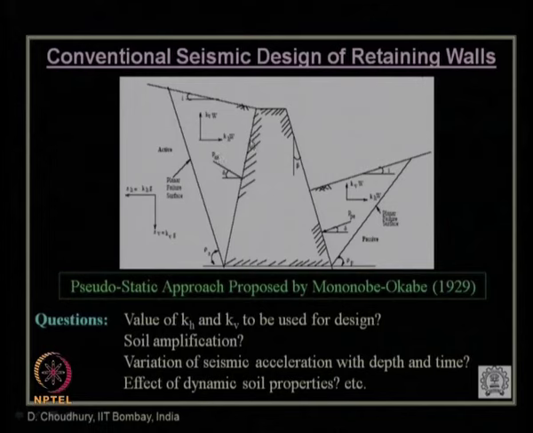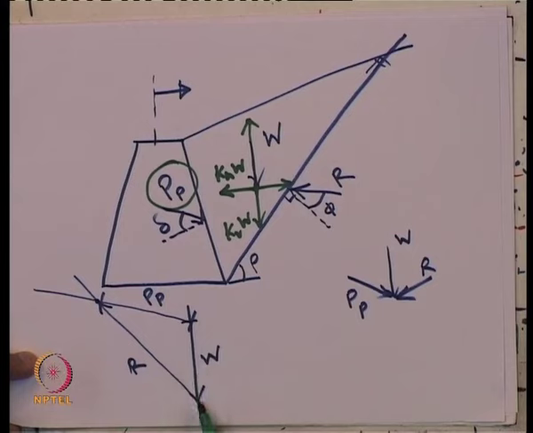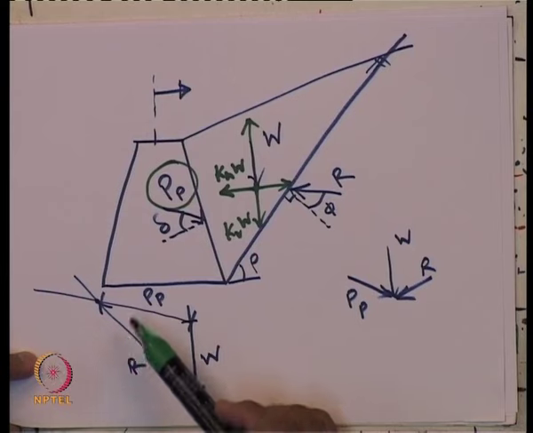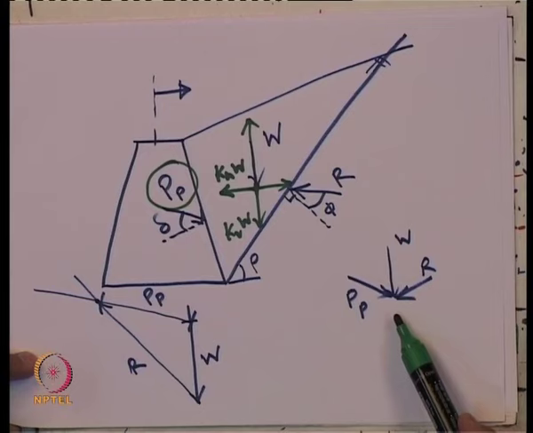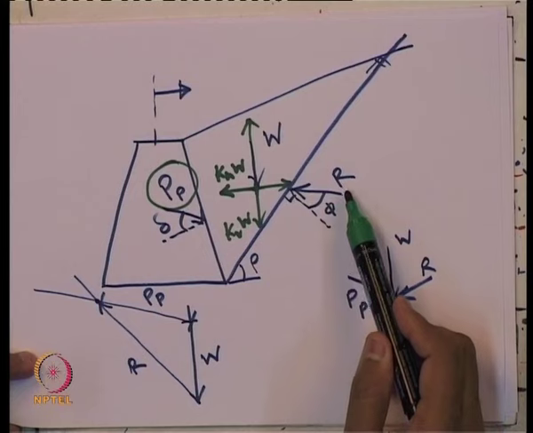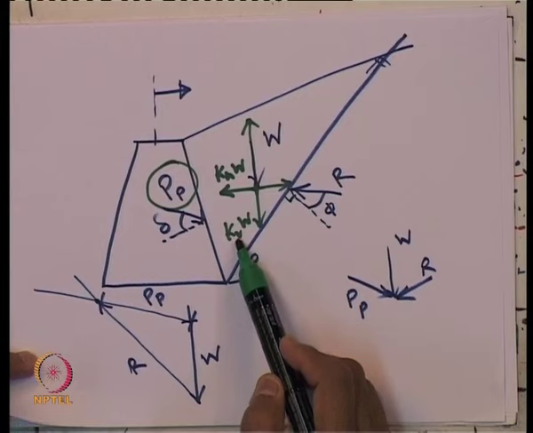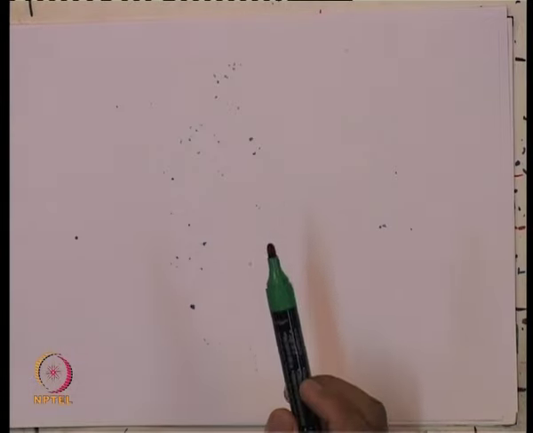Similarly, for the passive state, this is the Coulomb's passive earth pressure closed triangle or force polygon, where W is again known, and the directions of R and P P are known, but their magnitudes were not known. Using this force polygon, since all the forces are concurrent, we can get their magnitudes also. This is P P, the passive earth pressure, and this is the soil resistance. In addition, K H W and K V W have been introduced by Mononobe-Okabe for pseudostatic analysis.